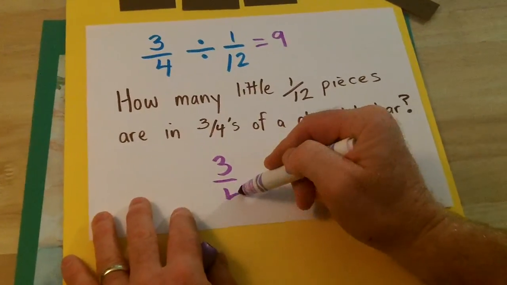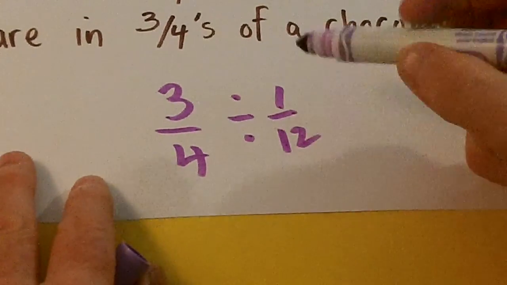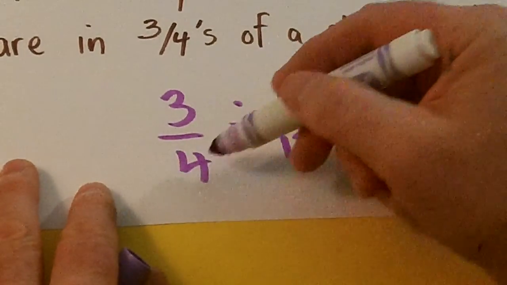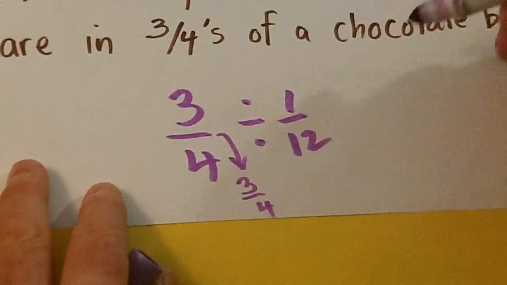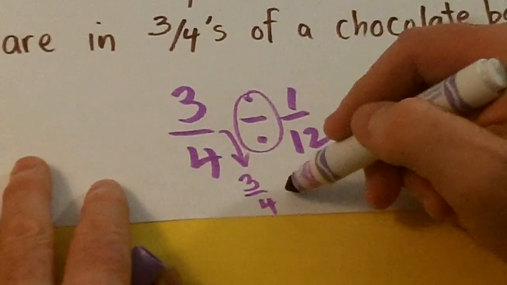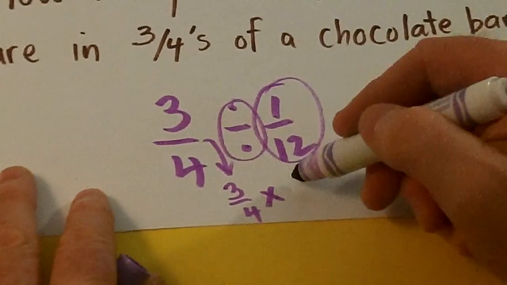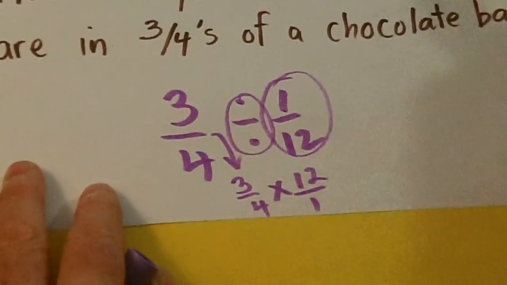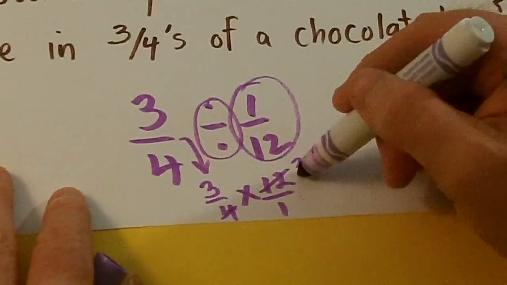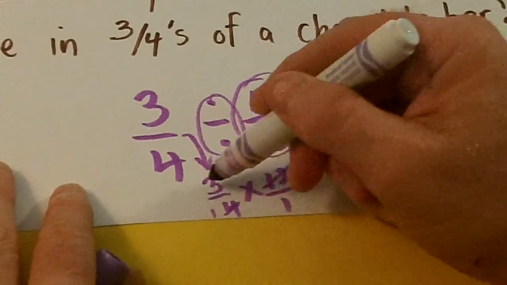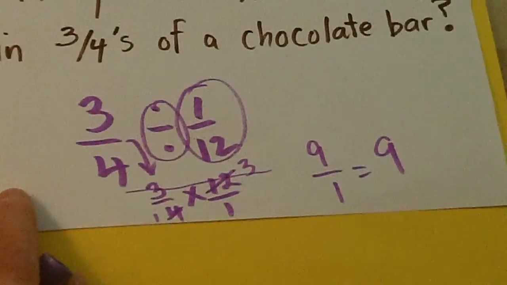Now let's check our answer with the algorithm. Now remember what we do. We bring down the 3/4 just like it is. Then do the opposite of that. Division becomes times. And then flip this as the reciprocal. Now we cross cancel. 4 goes into 12 3 times. 4 goes into 4 once. We go across and we get 9 over 1, which is equal to 9.